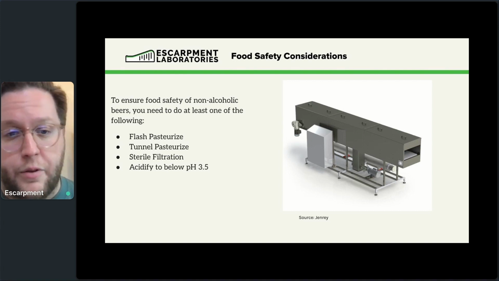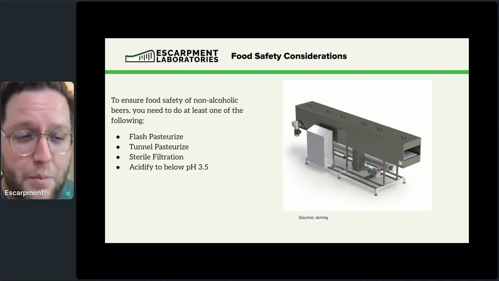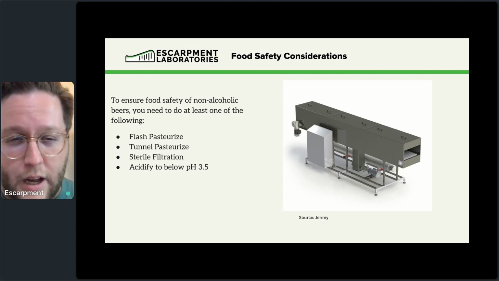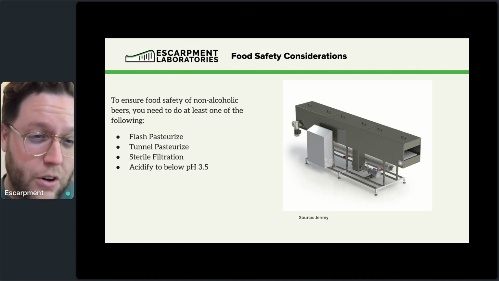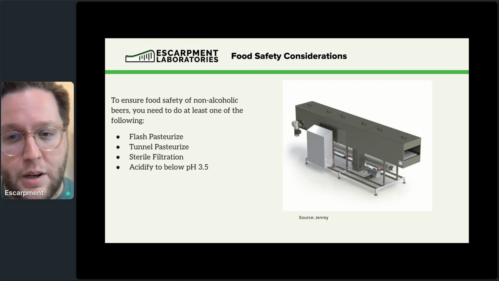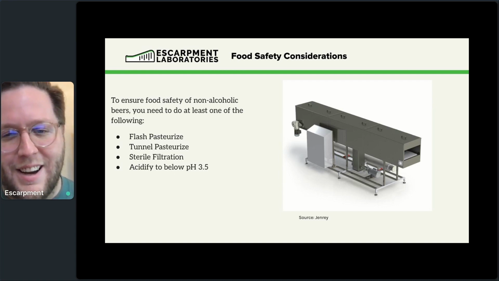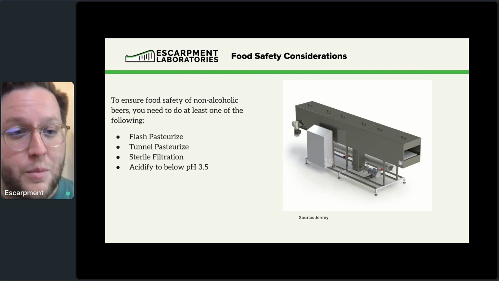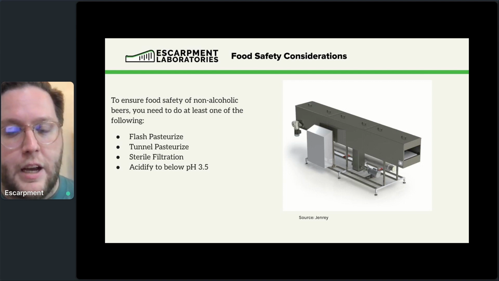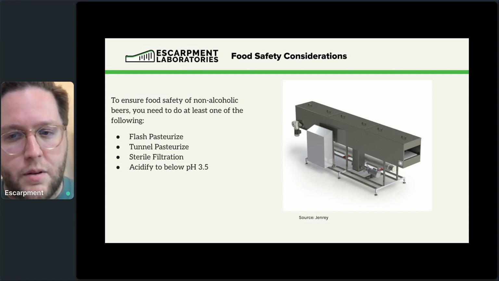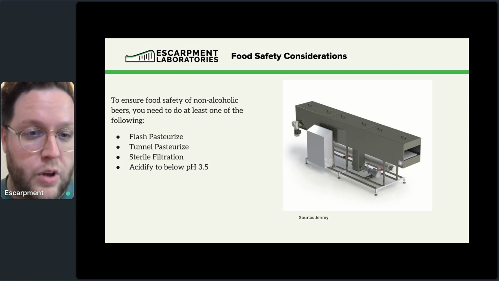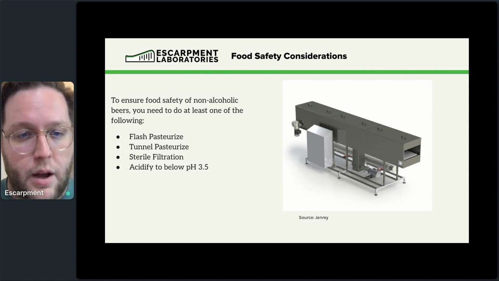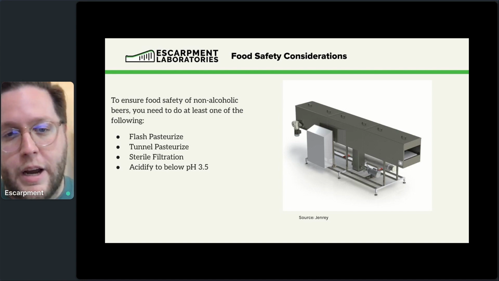Likewise with the sterile filtration, same exact issue. Yeah, the beer can be sterile, but are the lines in the cans after that sterile? That's a really relevant question here. Tunnel pasteurizing ensures that both the beer and the container are both pasteurized. So for that reason, it's a more reliable method. And acidification as well, just because acidification is one of the classic methods to preserve foods, especially foods that are not pasteurized. That's tried and true as well.